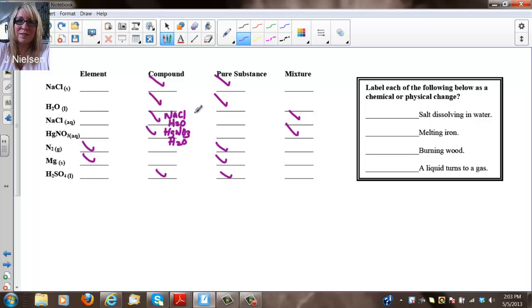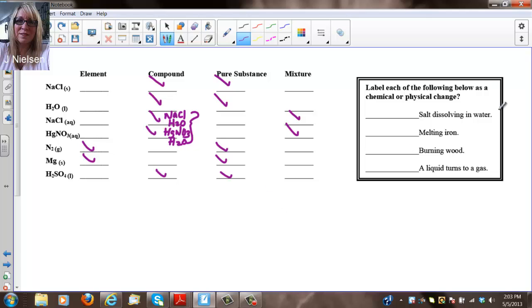So the only thing I'm questioning is how the question is written here. Either they just be left as mixtures, or you could say it was a mixture of compounds because you have both NaCl and H2O in there. What's the difference between a chemical change and a physical change?